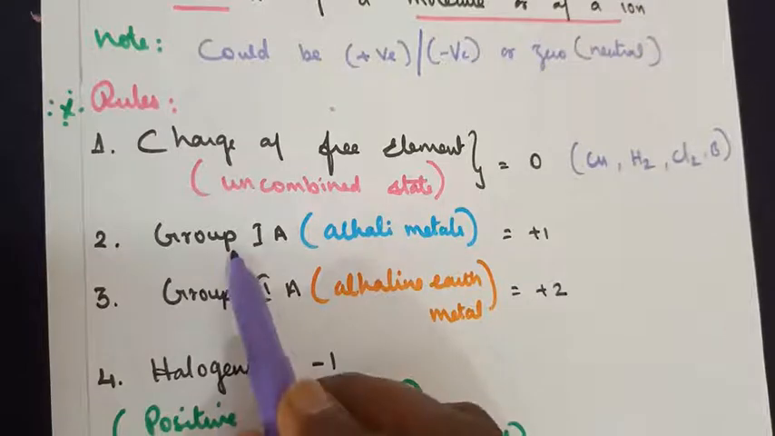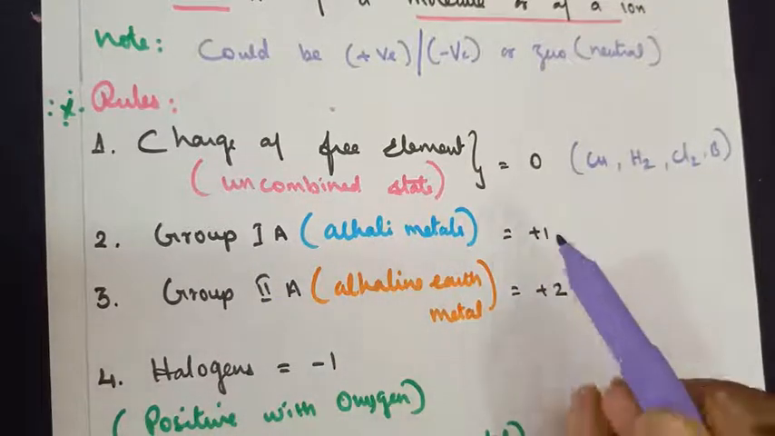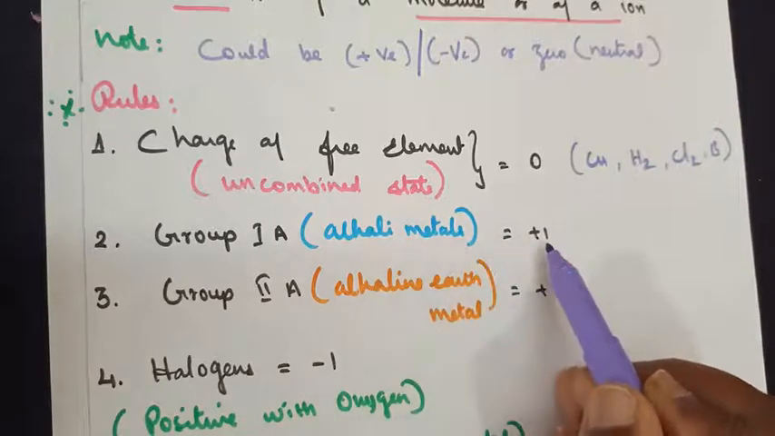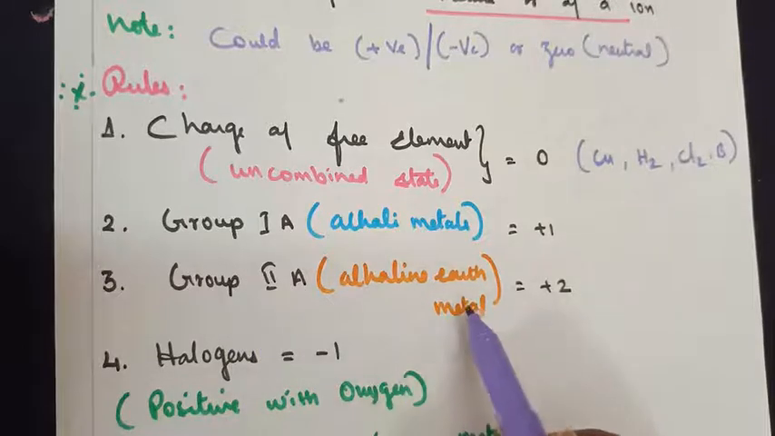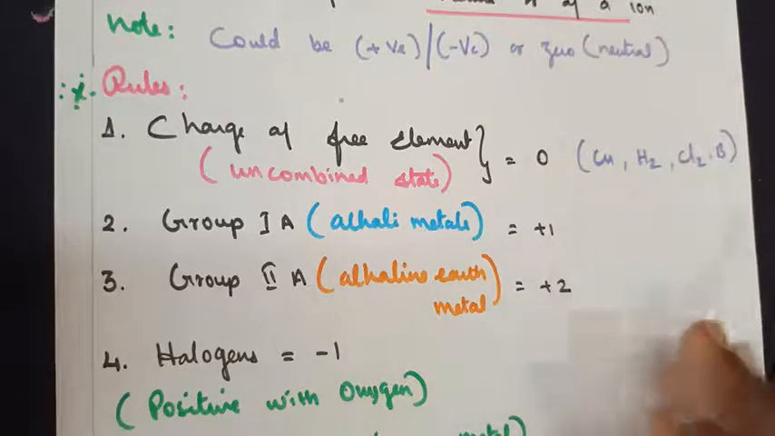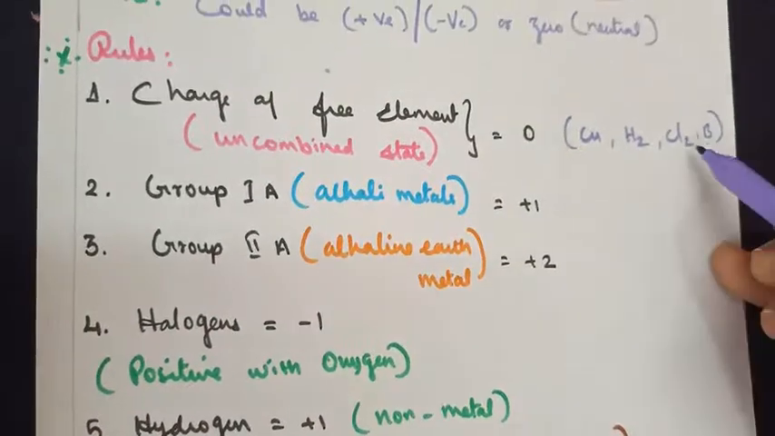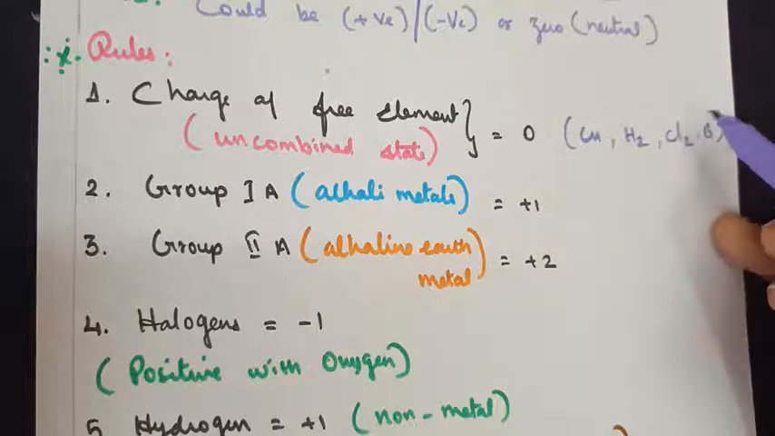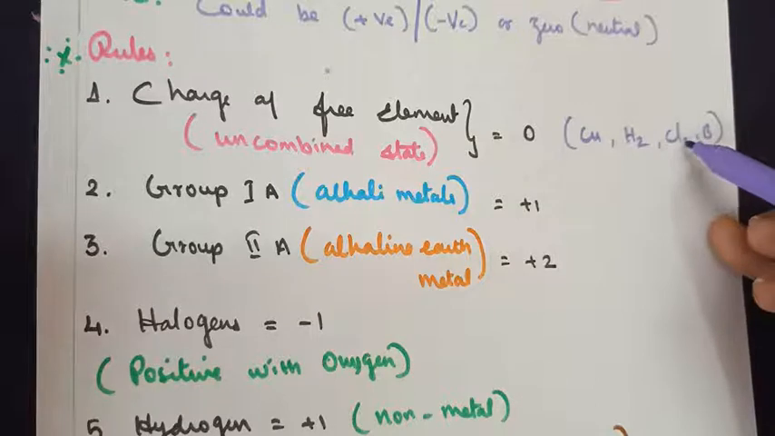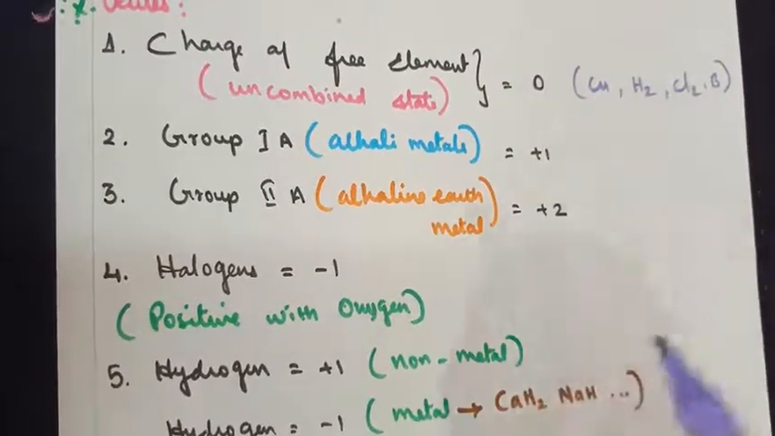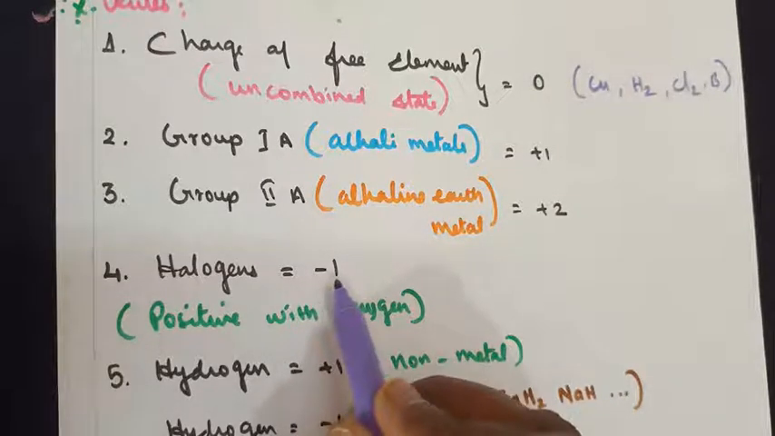Clue number 2: group 1A, that is alkali metals, have their charge plus 1. All the metals of group 1A, their charge is plus 1. Similarly, group 2A, that is alkaline earth metals, charge is plus 2. Halogens have a minus 1 charge. Please do not get confused with chlorine. Chlorine is also a halogen, but I have written it in the elemental form of Cl2, so the charge is 0 here. When I write only Cl, it's a halogen with a negative charge.